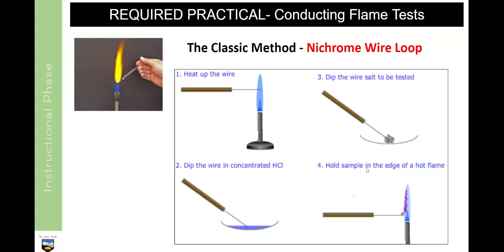You then hold it into a blue flame on the Bunsen burner and you look for a change in colour. So in this picture up the top, you can see it's given a bright yellow flame. So the blue heating flame has now turned bright yellow. And that is actually telling me that there's sodium ions in that sample.